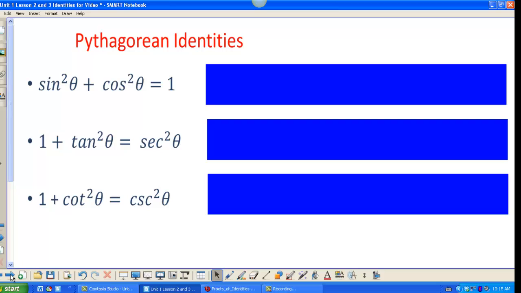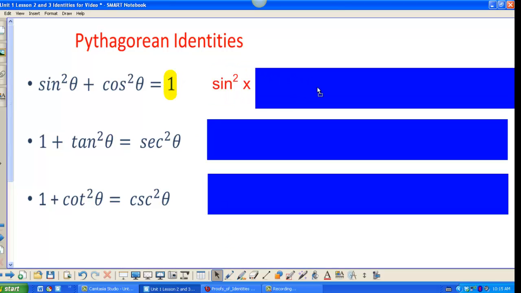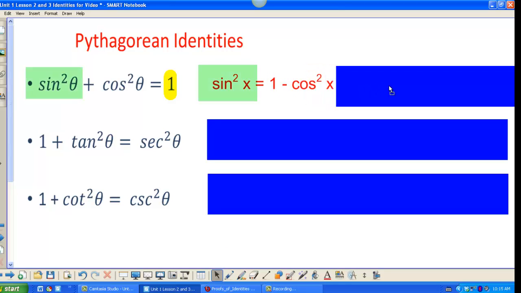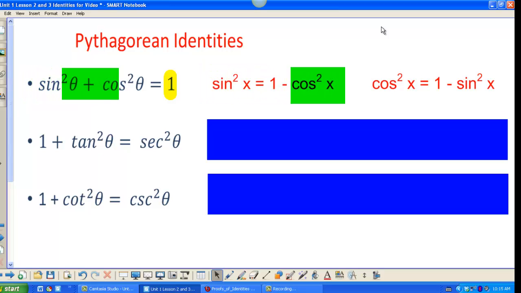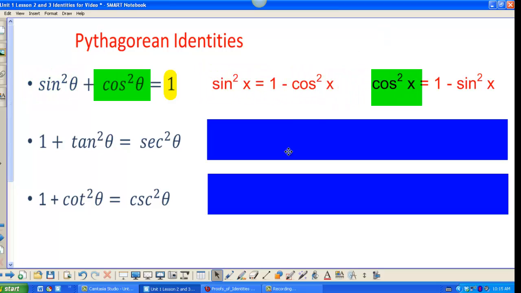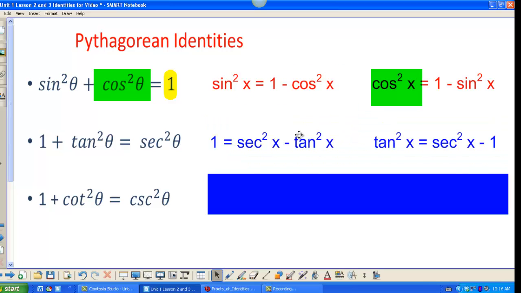Just know that you can manipulate each of these Pythagorean identities by solving for a specific term. So if I look at sine squared plus cosine squared equals 1, the 1 is by itself. I can give the sine squared a turn. If I solve for sine squared of x, I would have to subtract the cosine squared from both sides. So that is an equivalent Pythagorean identity. Similarly, if I want the cosine squared by itself, I would have to subtract off the sine squared from each of those. So that's what I've done in the next two blue boxes.